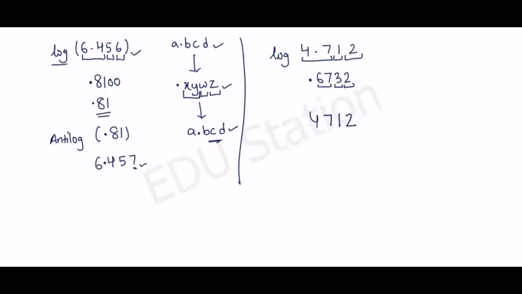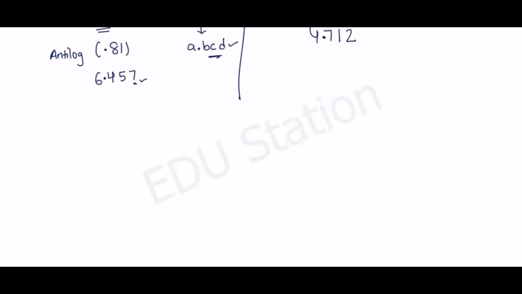And whatever you see in anti-log, you put a decimal after one number. So it will be 4.712. I hope this is clear. Anti-log starts after the point. First two are numbers, then the column and the difference. Now we'll take some numbers which are larger than 10.